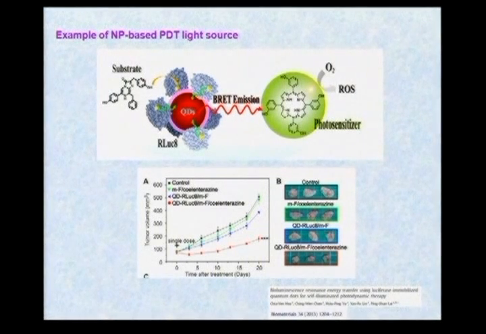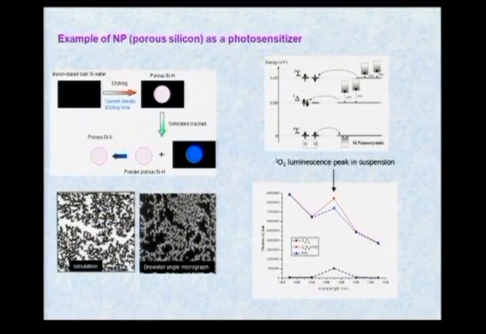And then finally, just to finish off, here's: can a nanoparticle itself be used as a photosensitizer, even without a photosensitizing molecule? And the answer is yes. This is some work that we did a number of years ago with porous silicon as a photosensitizer, and it turns out that if you make silicon in a very porous form, it has a huge surface area. So this is like a sponge.